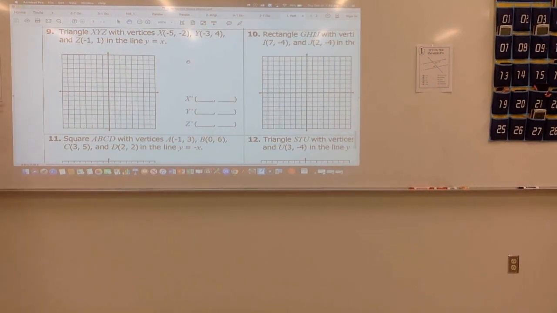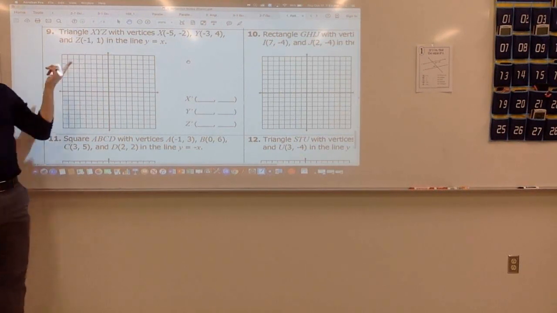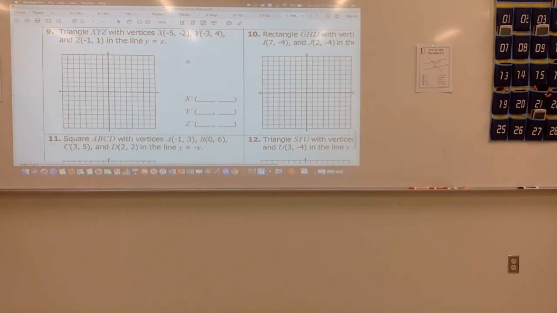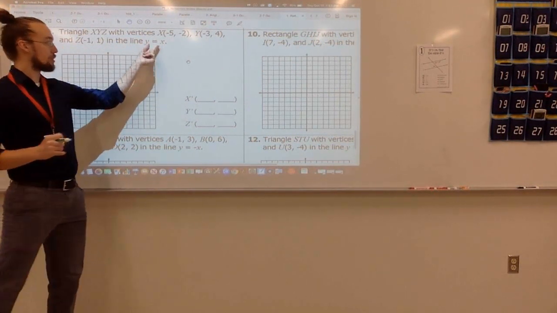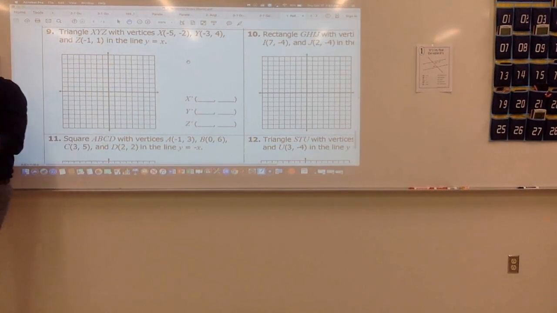Alright, so we do have one new idea with reflections today, though: reflecting across lines that aren't completely vertical or completely horizontal, like y equals x or y equals negative x. So if we look at number 9 on the back of the paper, it says take this triangle and reflect it across the line y equals x. So first of all, what does the line y equals x even look like?